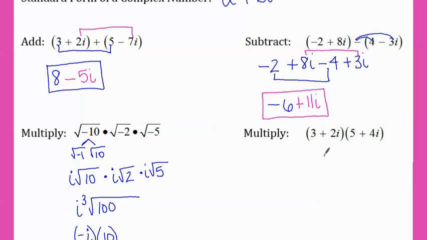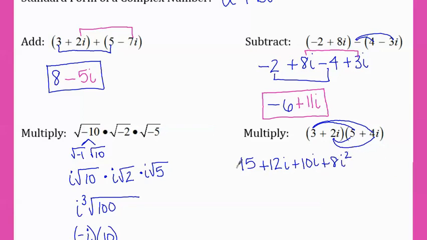On to multiplying two complex numbers. We're going to double distribute or FOIL like we did on our review problems. 3 times 5 is 15. 3 times 4i is 12i. 2i times 5 is 10i. 2i times 4i is 8i squared.